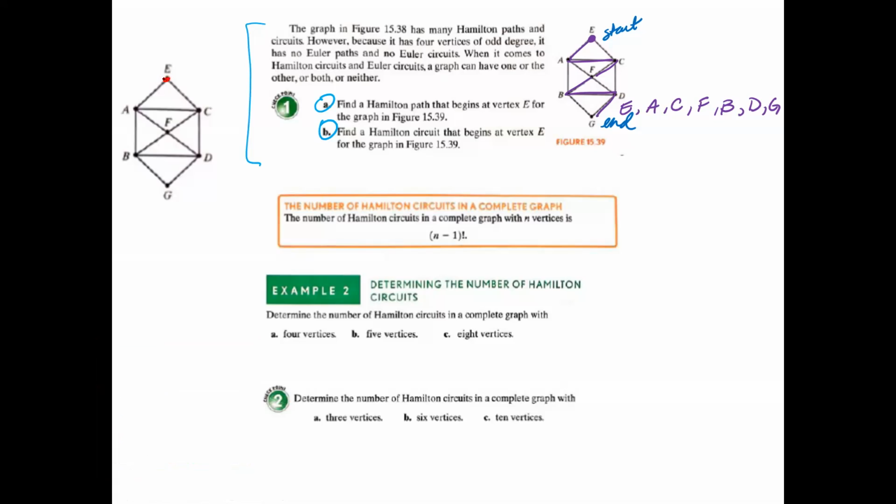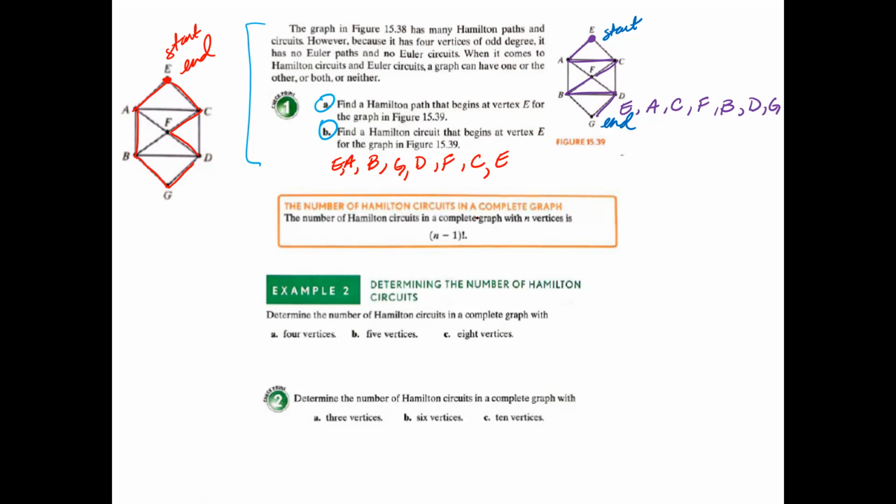Okay, so here I'm going to start with E, E to A, to B, B to G, G to D, D to F, F to C, C to E. So again, you started and ended at the same point, and that is the Hamilton's circuit.